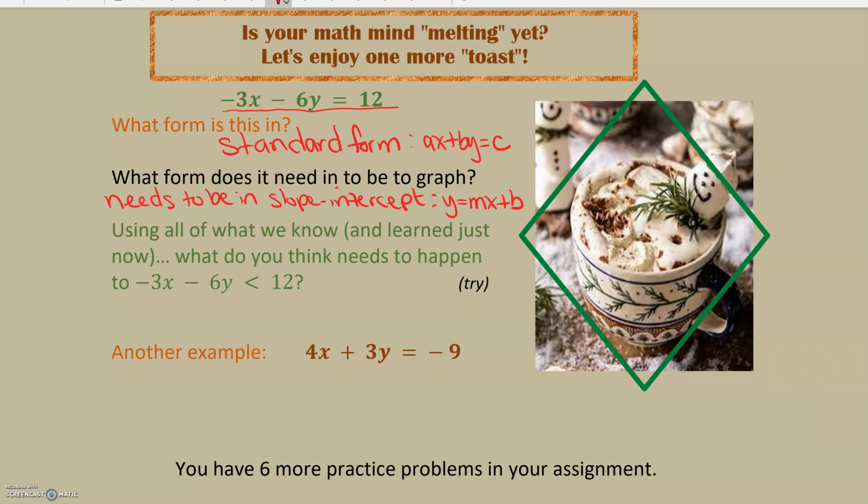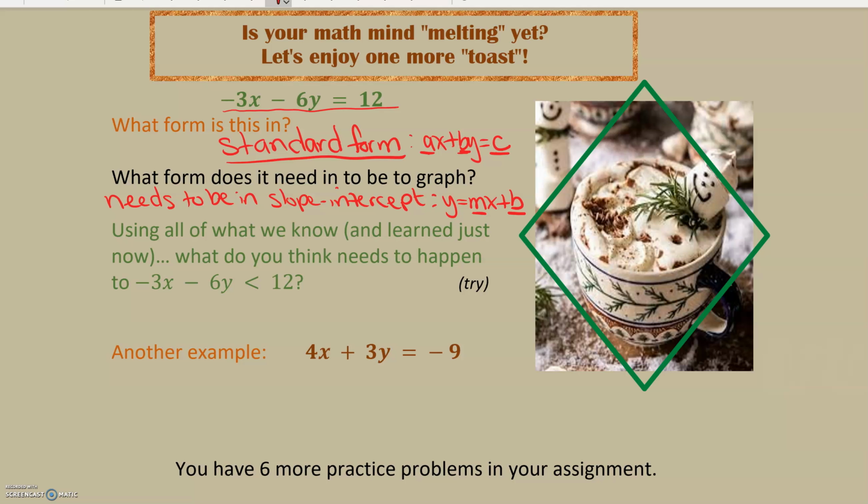So that -3x minus 6y equals 12, that's in standard form. That's in that standard form where our a, our b, and our c are just numbers. But that's not a great form to actually graph from. We need it to be in that slope-intercept form, where that m and that b are our actual slope and our y-intercept, or our beginning point.